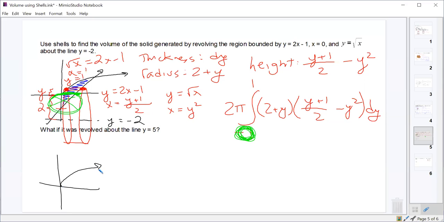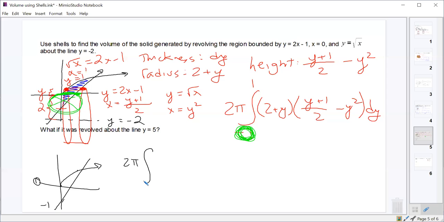Here's our root x, here's our 2x minus 1. We'll note that from -1 to 0, the right part of it is 2x minus 1, but the left part of it is just 0. But from 0 to 1, the right part is 2x minus 1, the left part is from root x. You all see that? Everybody at home see that? Okay. So if we were trying to do the entire region from -1 to 1 in terms of y values, we should have done this.